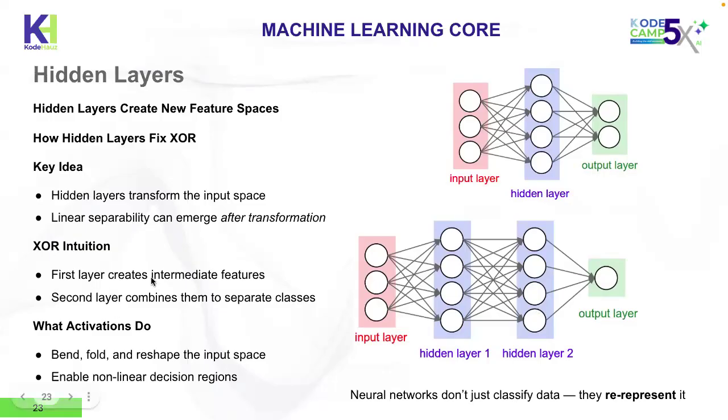So the intuition here is that the first layer will create the intermediate features. Remember, I said feature engineering. The first hidden layer is not the input layer. So the first hidden layer is going to create some intermediate features. Then the second hidden layer is going to combine these intermediate features, doing additional feature engineering to combine them into separate classes. So with just two hidden layers, you can solve the exclusive OR problem, right?